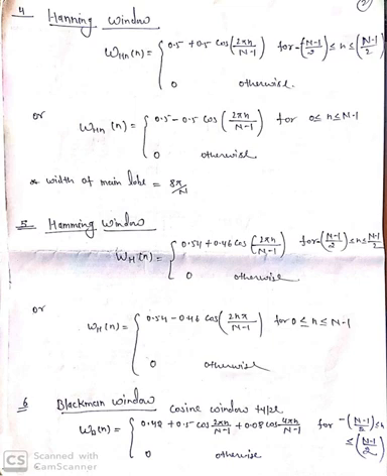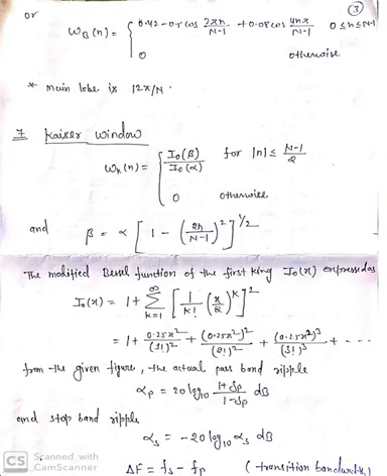Now we will come to the Blackman window. The Blackman window function is another type of cosine window. The window function is given by w_B(n) equals 0.42 plus 0.5 cos 2 pi n divided by N minus 1 plus 0.08 cos 4 pi n divided by N minus 1 for minus (N minus 1) divided by 2 to (N minus 1) divided by 2, and for the realizable filter.